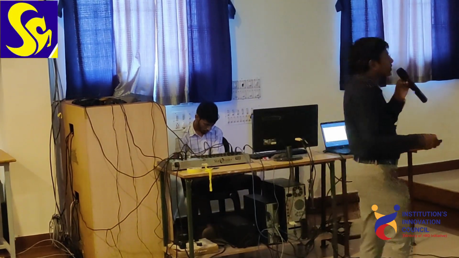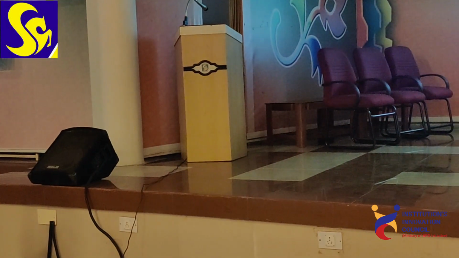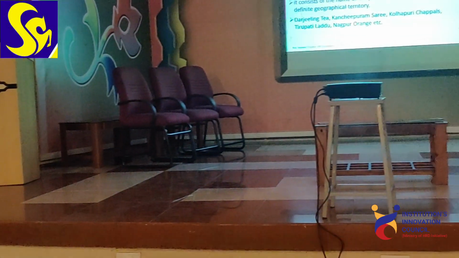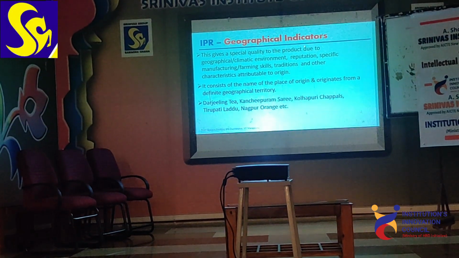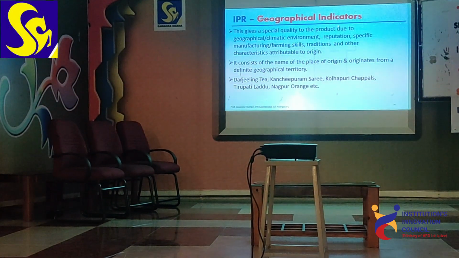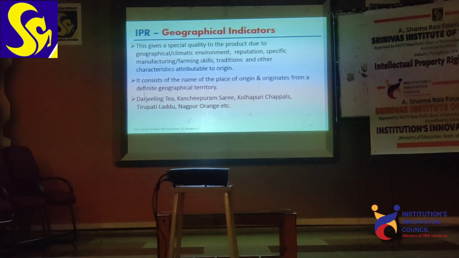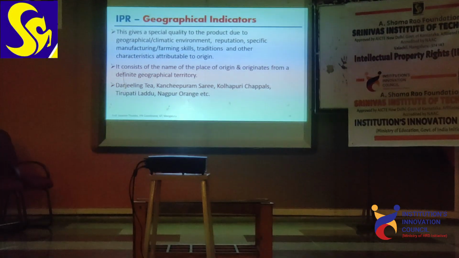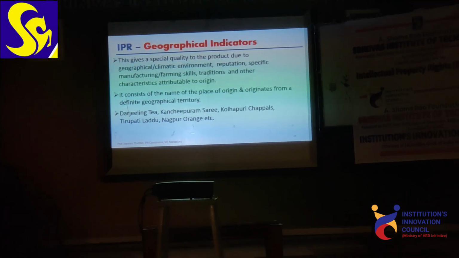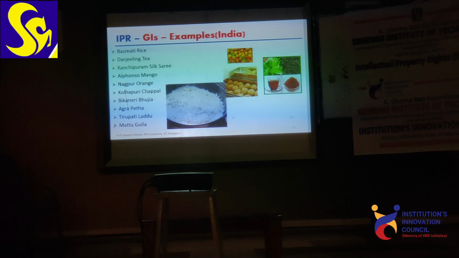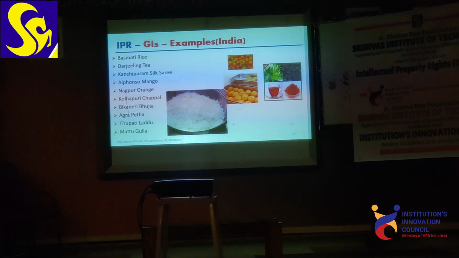Some of the examples I've listed here, maybe Darjeeling, then Kanchipuram sari, Kolhapuri chappals, Tirupati laddu, and Nagpur orange, which I told in the beginning, right? Some examples of GIs are listed here.